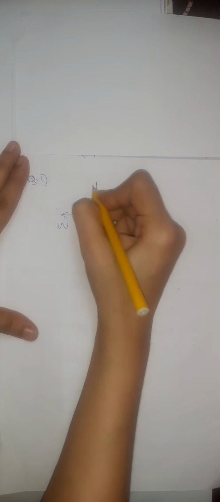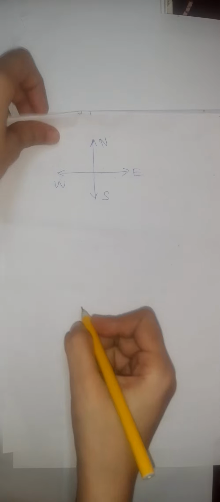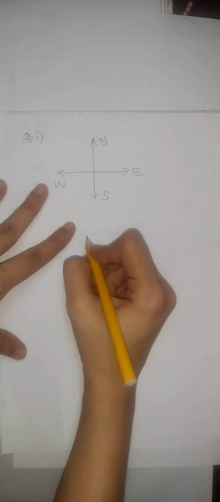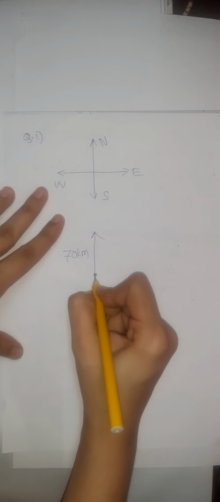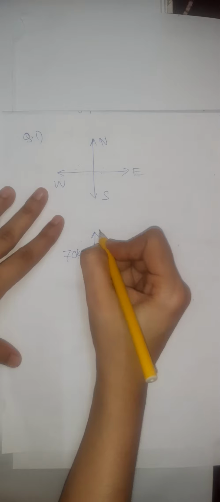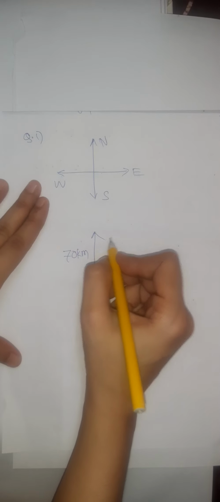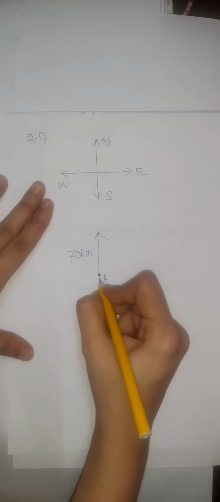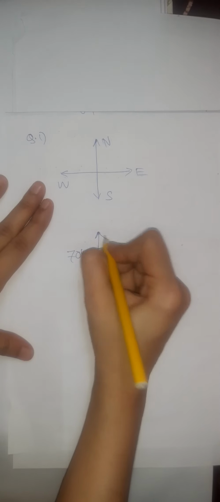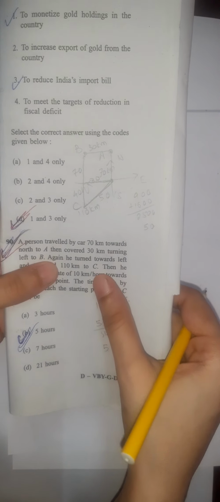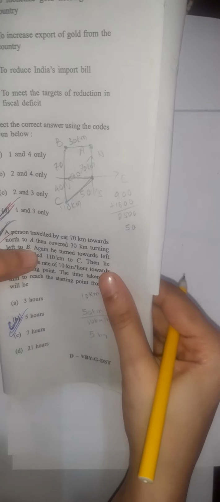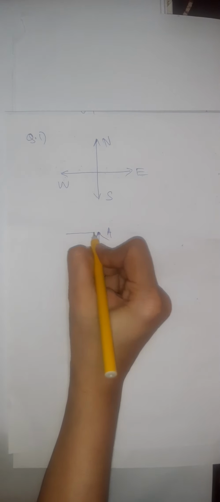So directions are like this: east, west, north, south. It is given that person is travelling by car 70 km towards north to A. So suppose person starts from this point and he covered 30 km turning left to B. So from this starting point, this point is A and he covered 30 km turning left to B. So this will be the left and this is 30 km distance.